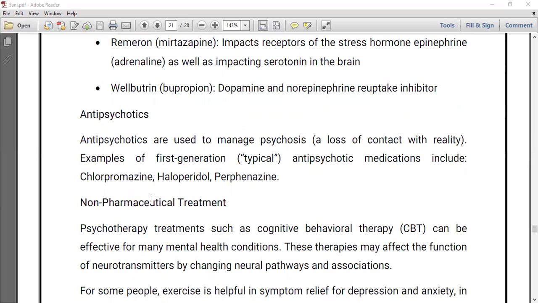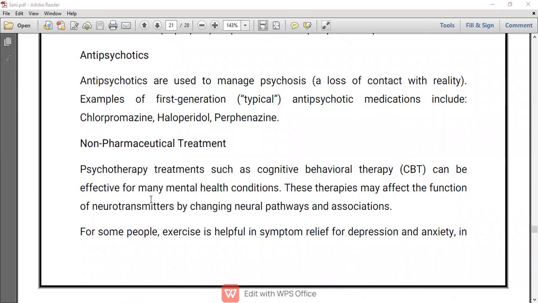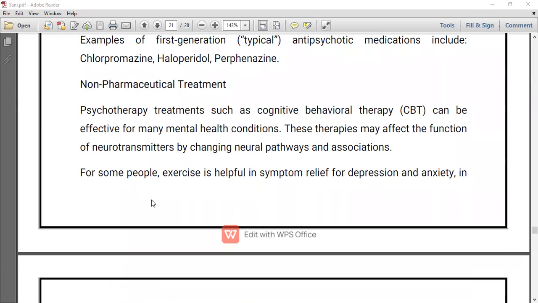Antipsychotics are used to manage psychosis or loss of contact with reality. Examples of first generation typical antipsychotic medications include chlorpromazine, haloperidol, and perphenazine. Non-pharmaceutical treatment: psychotherapy treatments such as cognitive behavioral therapy (CBT) can be effective for many mental health conditions. These therapies may affect the function of neurotransmitters by changing neural pathways and associations.